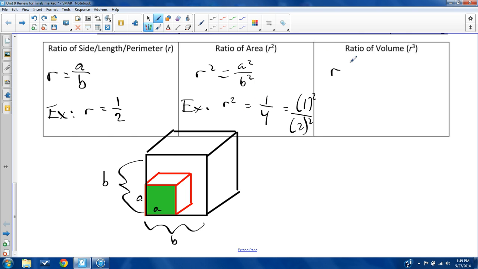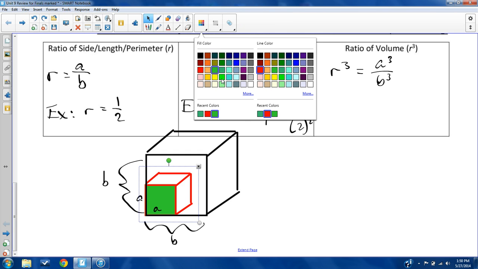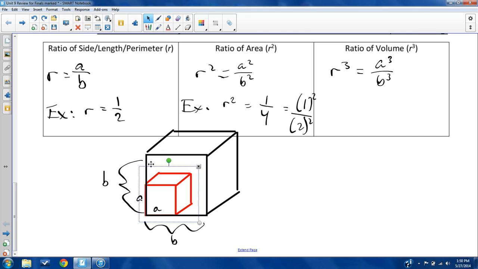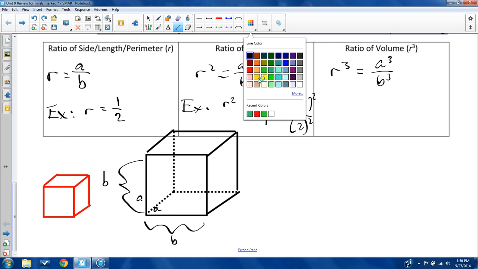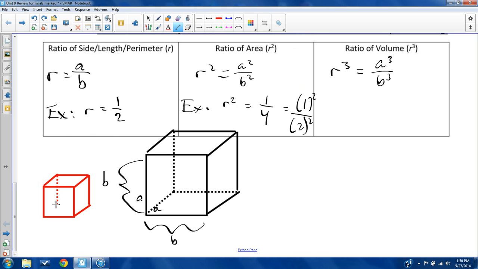Ratio of volume, r cubed, I guess I'll write this one up top first. It's a cubed over b cubed. Okay? And go and take this again. Let's see if I can unfill it. That'll work. Okay, what this question says is, how many cubes can I fit into this other cube? So what I need to do really is I need to make a little bit more out of this right here. So if you can imagine that's the back. Actually, let's do dotted lines. If you can imagine this is the back right here of this guy. And I need to make the back of this guy as well. Like so.